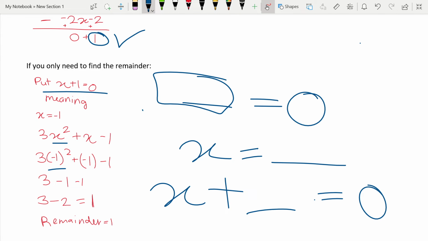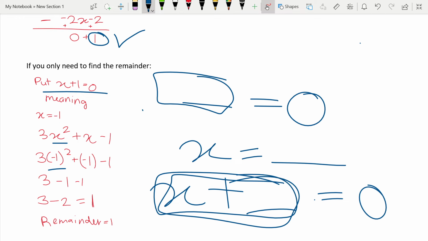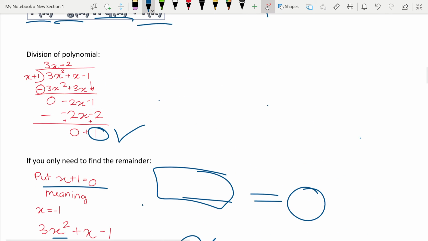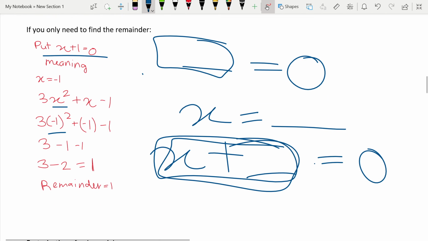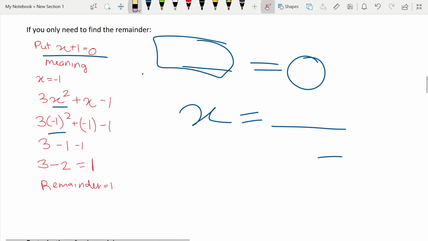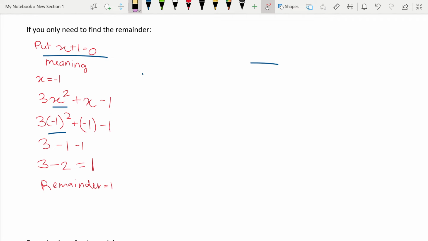Okay, so x plus that number is going to be 0, and this part, x plus that number, is going to be our factor, because what did we do here? We divided that, so that's going to be a factor, right? So that's how we do it. So let me rub this out and let's move on. Let's see what's coming up.